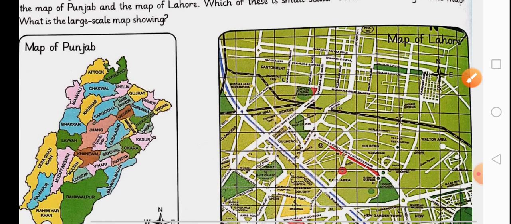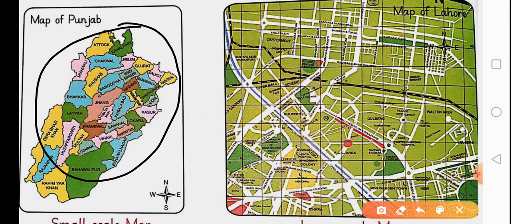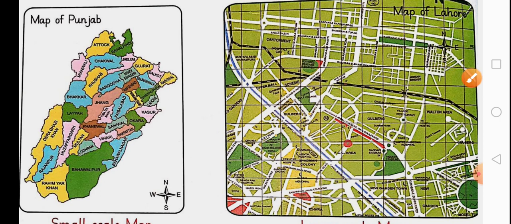Let us have a look at these two maps. This is the map of Punjab. This map is telling us the names of the cities in Punjab, and the map opposite to it is the map of Lahore. If you have a look at it, you will see that the second map is telling us in detail about each and everything. It is telling us about different areas of Lahore and the different roads of Lahore. Everything in Lahore is covered in full detail.